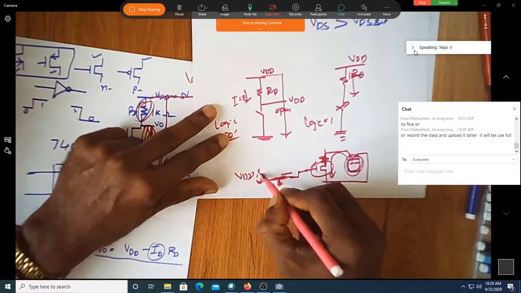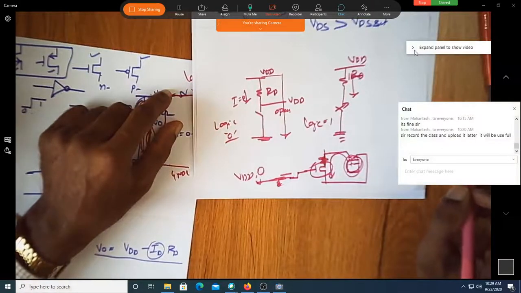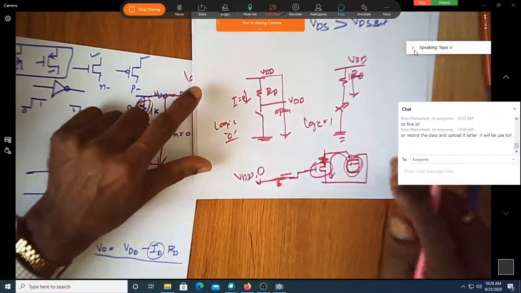If it is 0, the MOSFET is in the off condition, an open circuit, so no current flows. Fine.